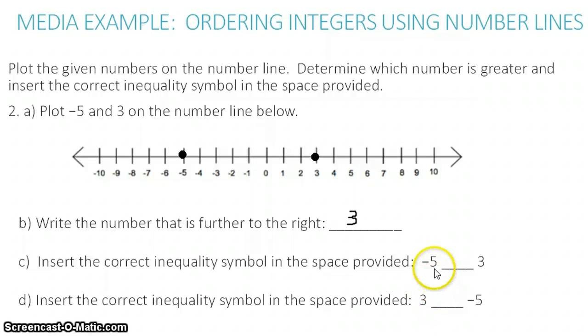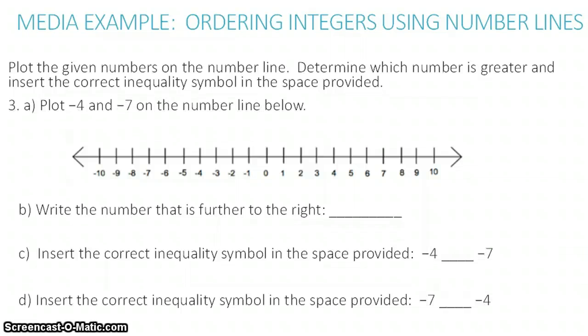So in this one we have -5 and 3, and we would write -5 is less than 3. Here we would write that 3 is greater than -5. And both of these inequality statements are true. You're just writing them in a different order. Let's look at the next one.